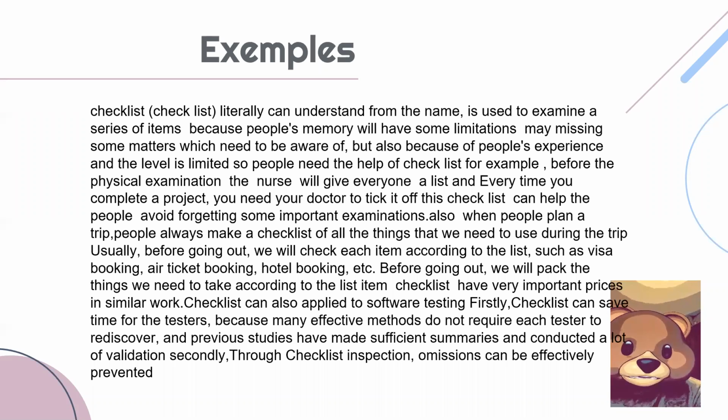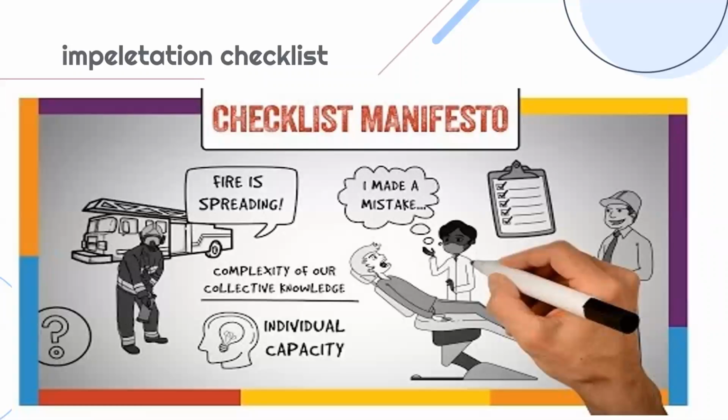Firstly, checklists can save time for the testers, because many effective methods do not require each tester to rediscover them, and previous studies have made sufficient summaries and conducted a lot of validation. Secondly, through checklist inspection, omission can be effectively prevented.